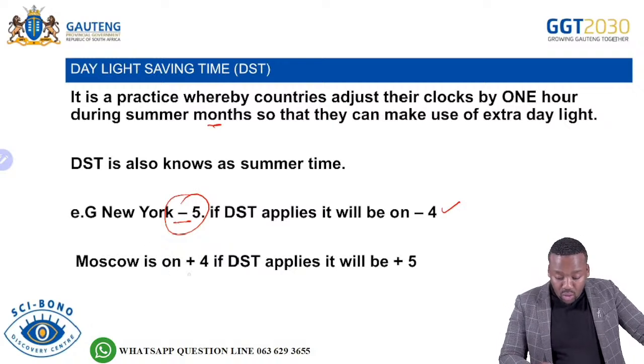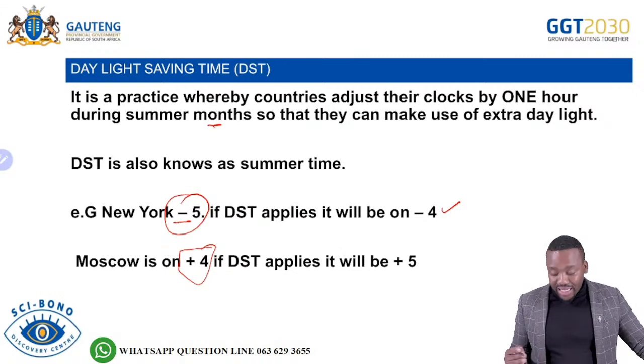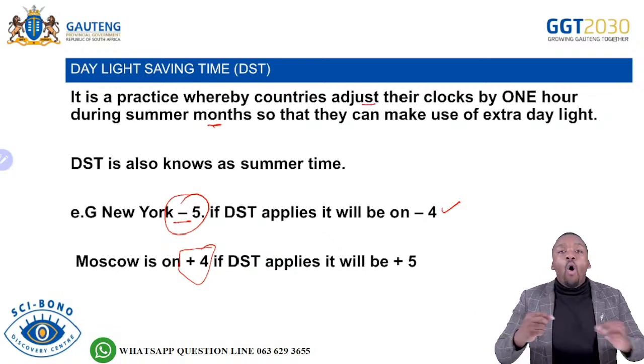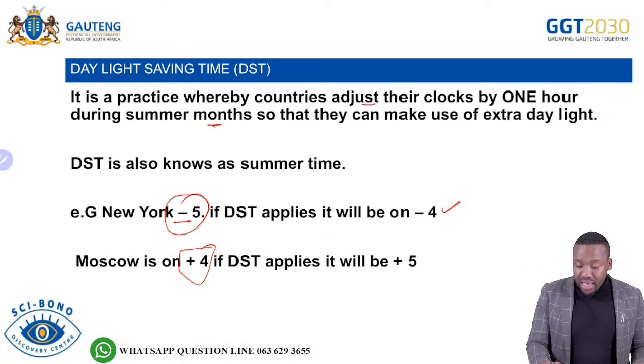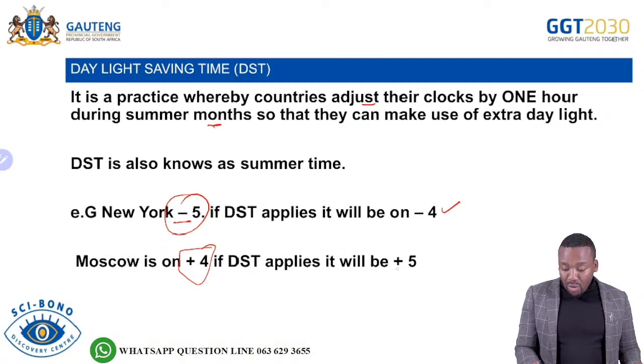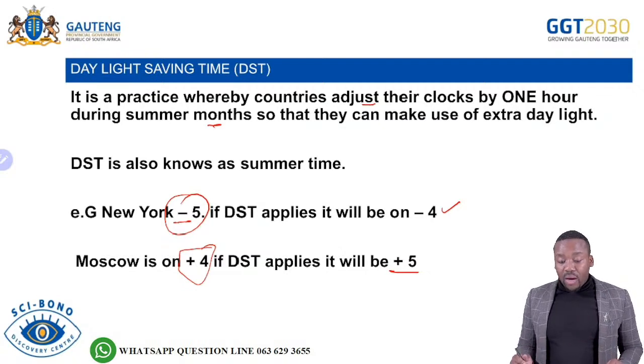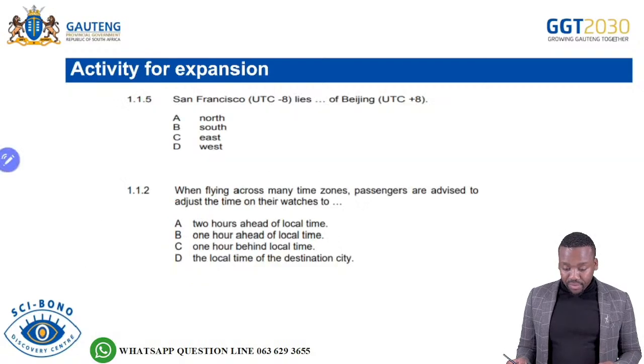Then you go to Moscow. If the standard time for Moscow is +4, and then we say now in Moscow they are practicing DST, it means they need to adjust their clock by 1 hour or move it forward by 1 hour. Then Moscow will not be on +4, but will be on +5. So bear in mind when you do your calculations that when they say DST, it means daylight saving time. Right.